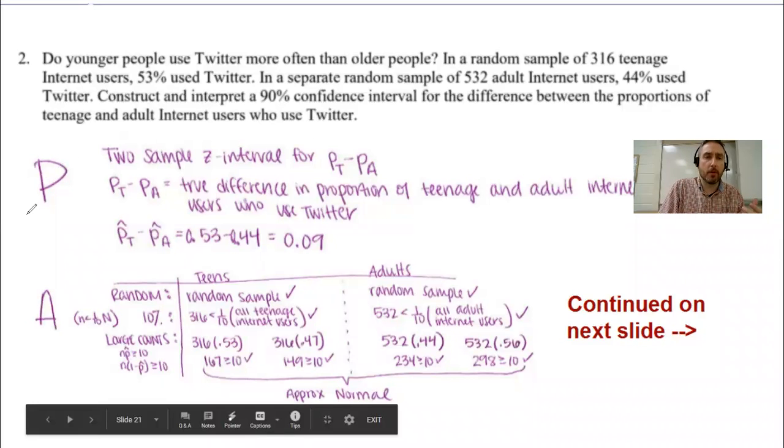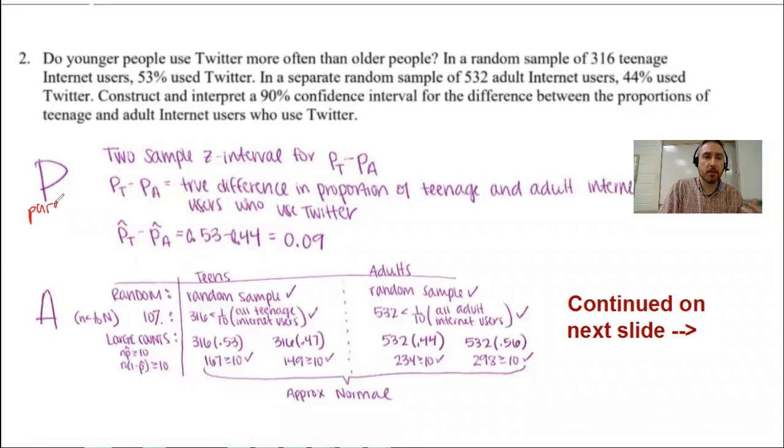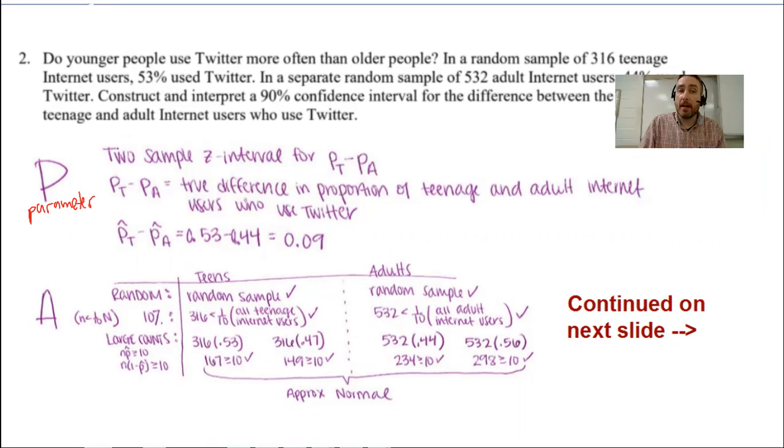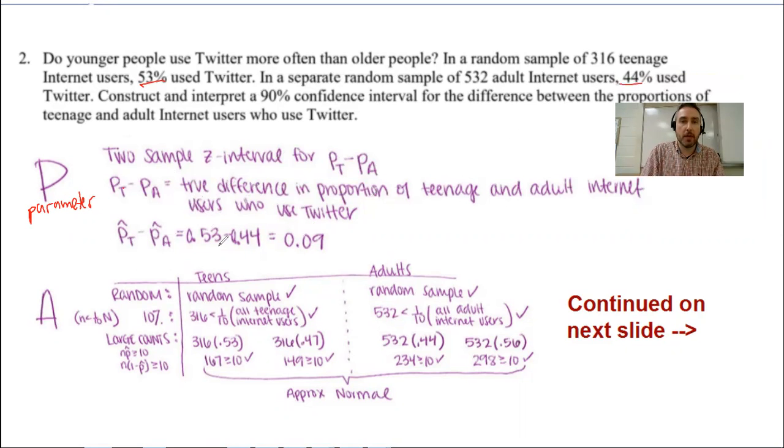We identify your parameter in context. So it's a 2-sample Z interval for PT minus PA. Well, what is that? PT minus PA is the true difference in proportion of teenage and adult internet users who use Twitter, the T for teenage, A for adult. So we're trying to see that difference. And when we do a point estimate from the sample, we have 53% and 44%. So if we subtract those two, we get 9%. So teenage minus adults is 0.09. That's our point estimate.